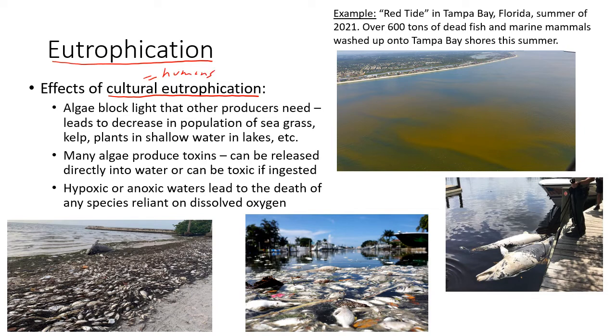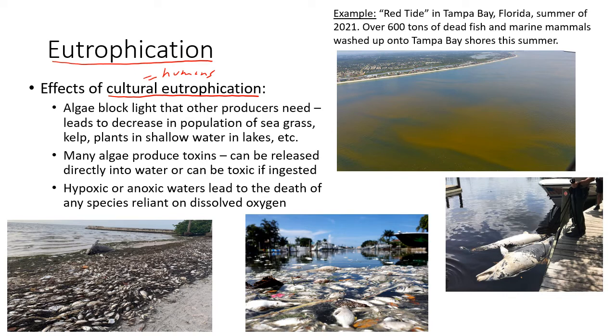Most people will drop the cultural part of it and just leave it with eutrophication, and everybody knows what they mean. But cultural eutrophication specifically means humans. When you're using eutrophication, technically it means just a natural process. All right, the natural process of eutrophication does naturally happen in ponds and lakes over thousands, hundreds of thousands of years. But anyway, the effects of eutrophication are the effects of cultural eutrophication.